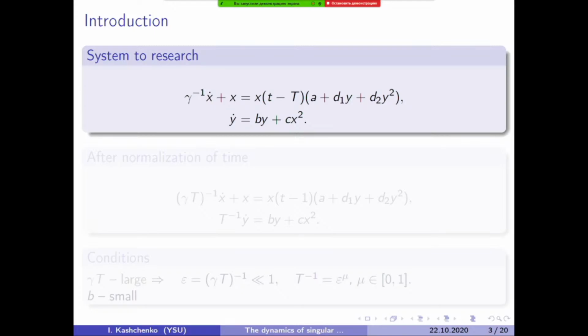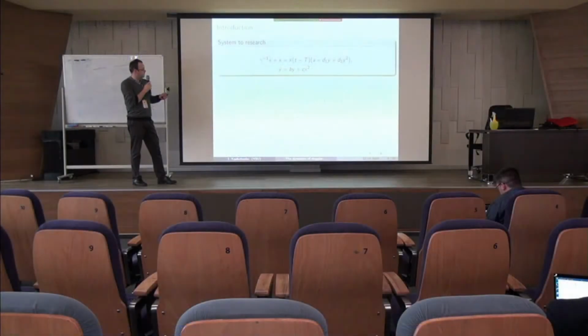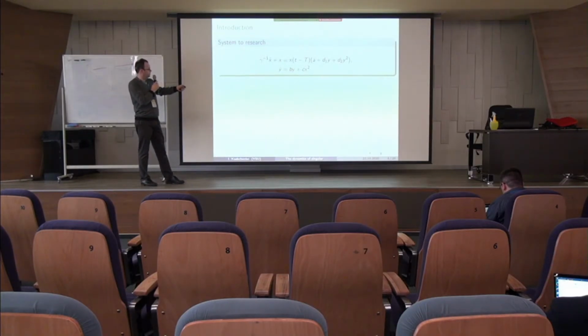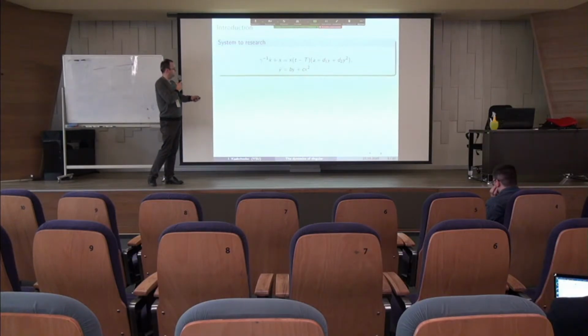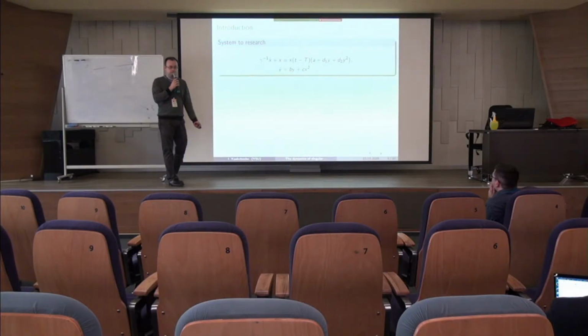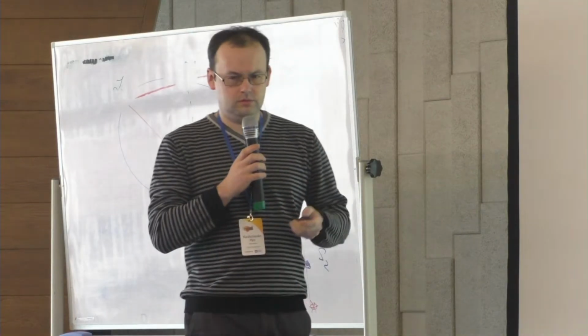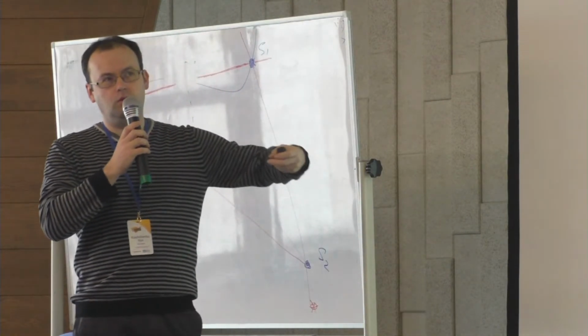We reduced that model, made it much simpler, and came to this system to research. It's a system of two equations with delay. Here we have a delay equal to capital T. It has a multiplier 1 over gamma at the derivative in the first equation. And certainly it's nonlinear. The third equation was dismissed for simplification, so it's a model of a model.